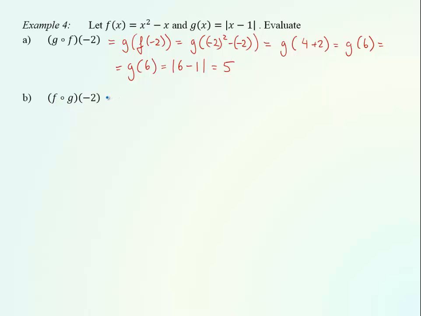And second example, f composed with g is f of g of negative 2. I take negative 2 and plug it into the g function, so I have absolute value of negative 2 minus 1, which is the same as absolute value of negative 3, so it's actually 3. Now we can follow the f road, and it takes 3 and squares it and subtracts the 3. So it's 9 minus 3, it's 6. As you see, the composition of these two functions at the same point, negative 2, result in different answers.